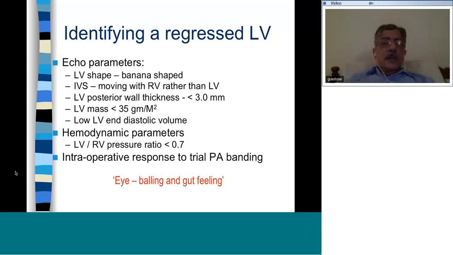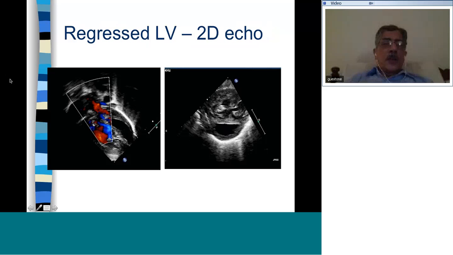So a regressed left ventricle generally would look like this. You see on the left hand picture, the long axis of the left ventricle, it's banana shaped. And if you see on the short axis, the interventricular septum is bowing into the left ventricle. The left ventricular wall is thin and the left ventricular volume is much less than the right ventricular volume. So these are features which do suggest a regressed left ventricle.